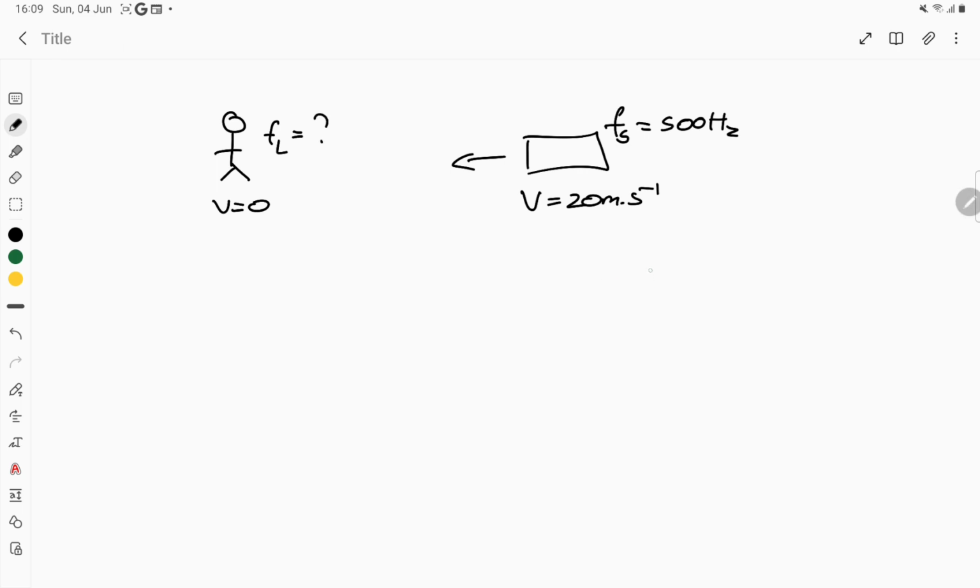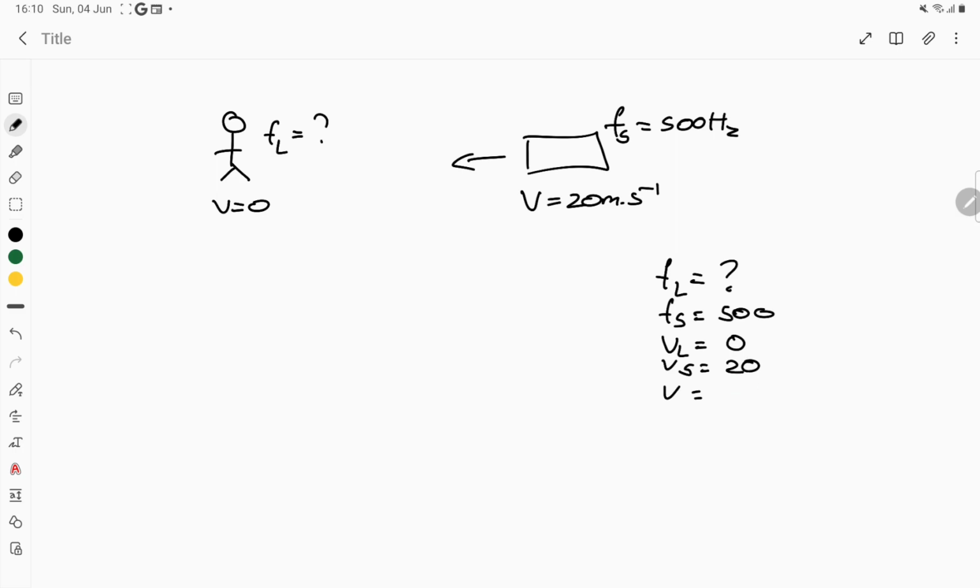Now, first of all, we just go f, f, v, v, v, triple v, and we go alphabetical, L, S, L, S, and we put in some values and just plug it in. Now, frequency of the listener, that's you. The listener is, we don't know, that's what we're trying to find out. The frequency of the source of sound is 500 hertz. The velocity of the listener, is it moving? No, not moving. And velocity of the source is 20 meters per second.